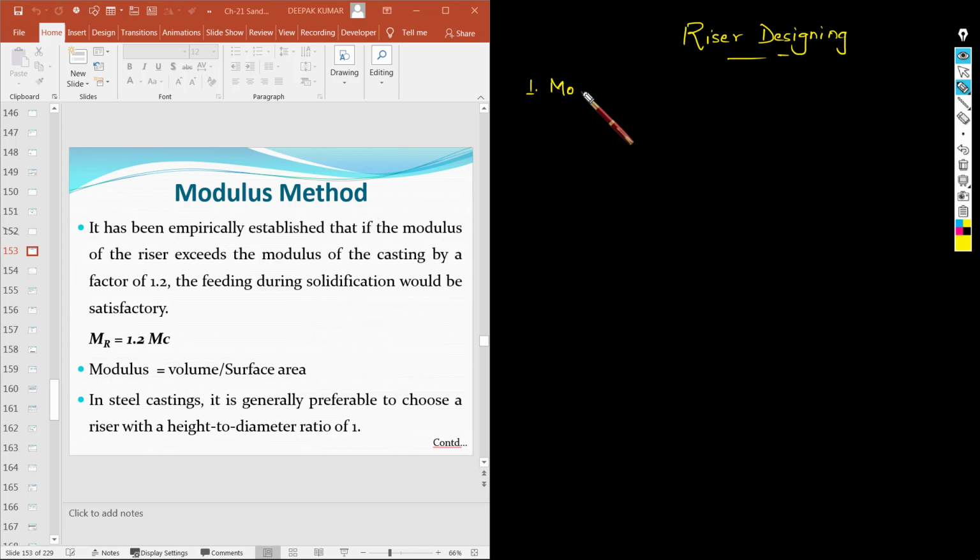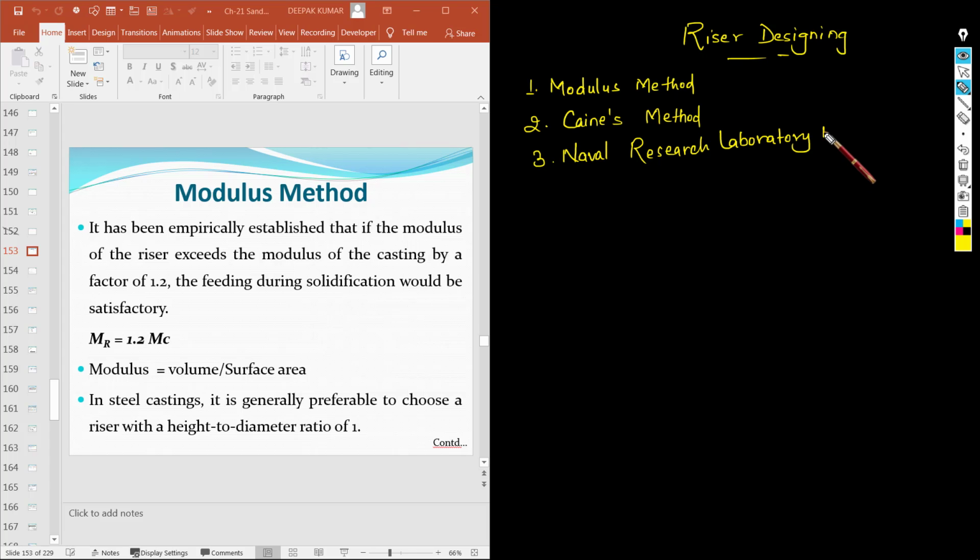One is the modulus method, Caine's method, the Naval Research Laboratory method, and the fourth one is the volume shrinkage method.